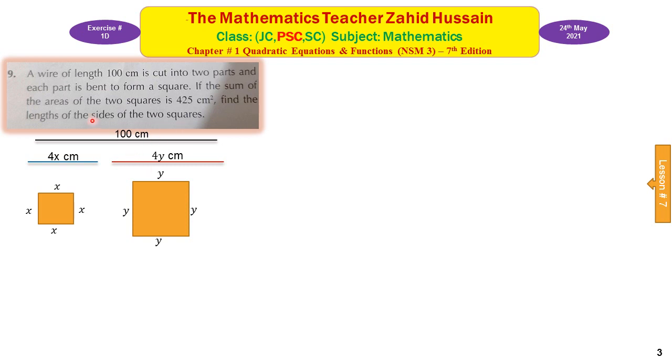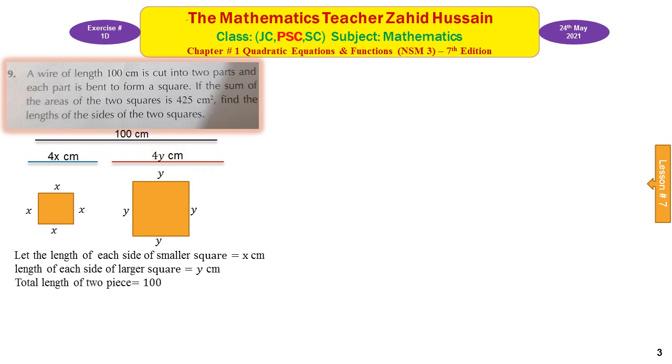Because we are asked to find the lengths of the sides of two squares, let's suppose the length of the side of smaller square is x centimeter and length of each side of larger square is y centimeter. To formulate an equation in x, one variable, we will find the value of y in terms of x. Because this 100 centimeter wire is cut into two parts, the length of one part is 4x and length of other part is 4y. So sum of these two parts will be equal to 100 centimeters.